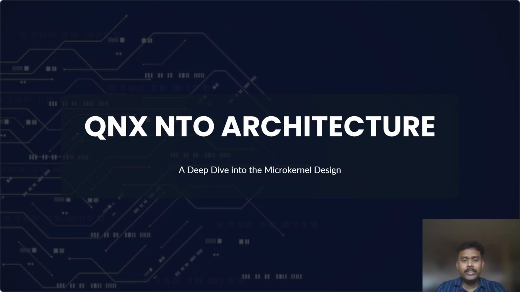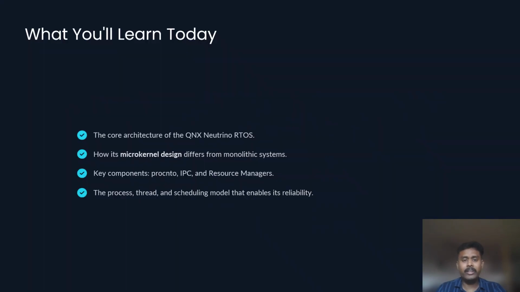Hello. In this video, we are going to see about QNX Neutrino architecture. In this, we will be covering the core architecture of its Neutrino real-time operating system and how it differs from the conventional monolithic system. This QNX Neutrino RTOS belongs to microkernel design, and its key components such as PROCNTO, IPC, resource managers, and process, thread and scheduling. So let's dive into the core architecture part.